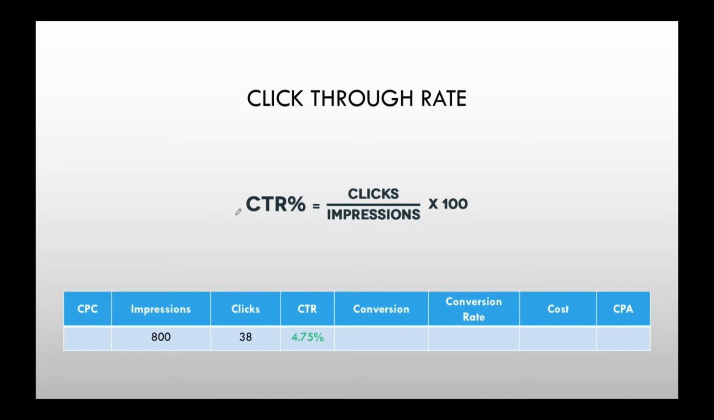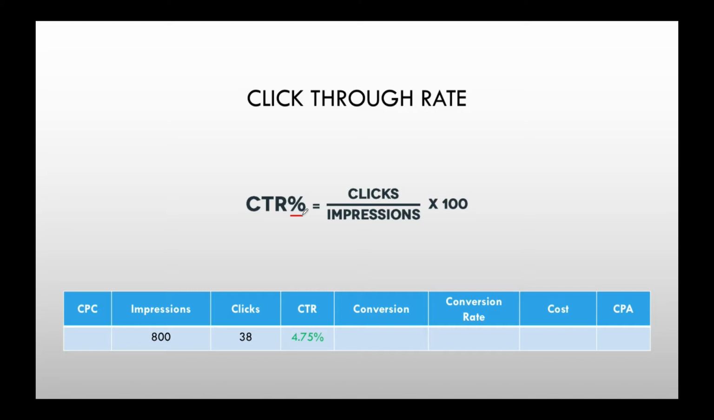So CTR can be calculated as clicks divided by impressions multiplied by 100. Yes, CTR is in percentage format and hence we are multiplying it by 100. So that is what CTR is, click through rate. Clicks divided by impressions multiplied by 100.